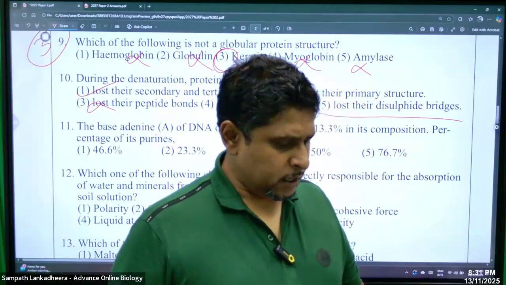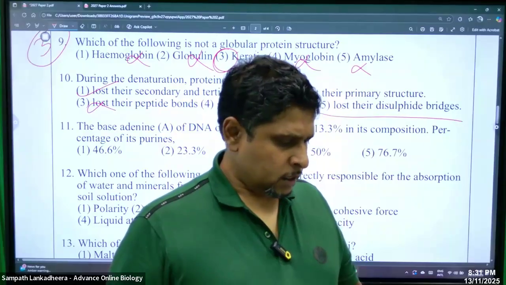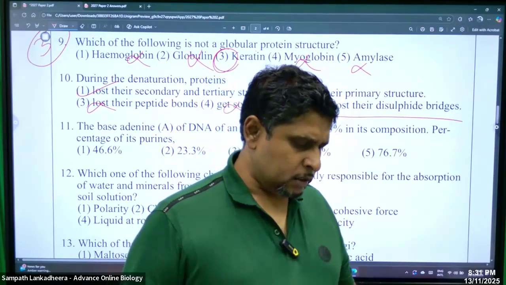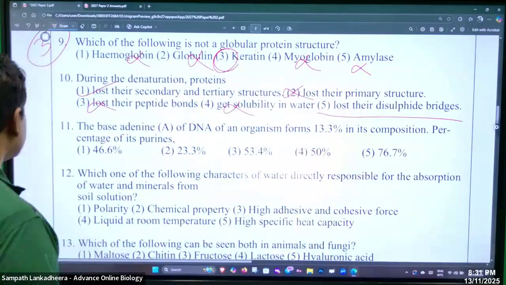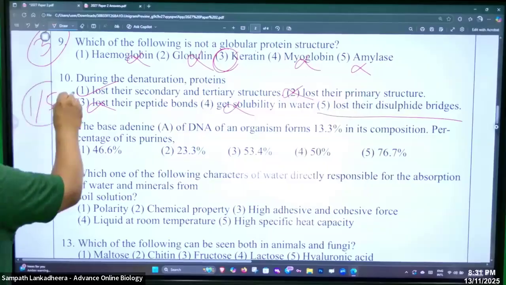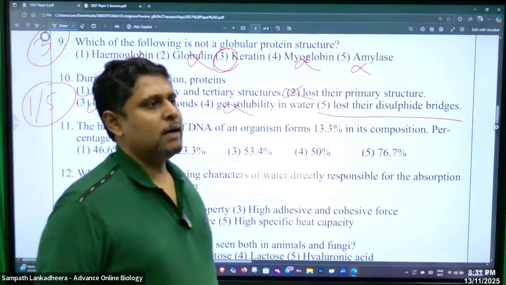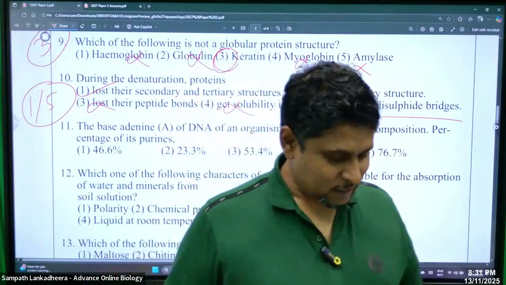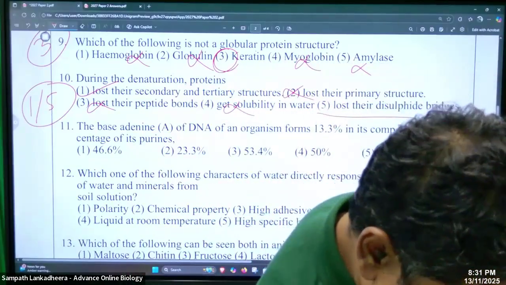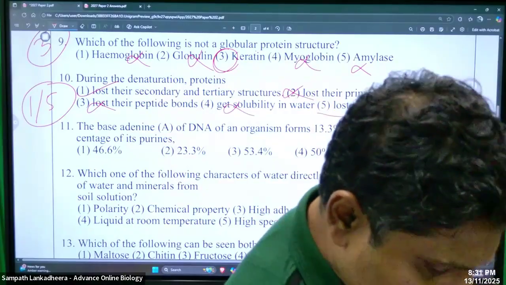During denaturation of proteins, we lose the disulfide bonds and the secondary and tertiary structures. I'll take two answers for that. The marking scheme I have given for the 10th question is 1 and 5 also possible.